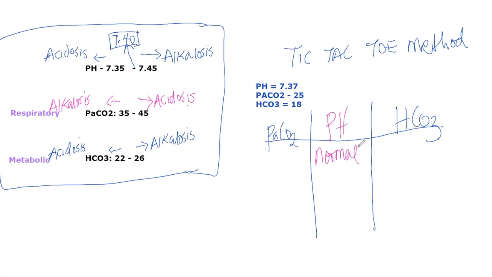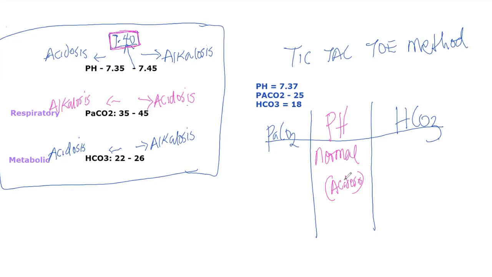However, does it lean more towards our acidotic side or our alkalotic side? Remember, I told you we have this 7.40 here, which is kind of like our middle point. 7.37 is below that, so it's normal but tilting more towards our acidotic side. We need to keep that in mind, because it will help us figure out what imbalance is going on. Then our PaCO2 is 25.